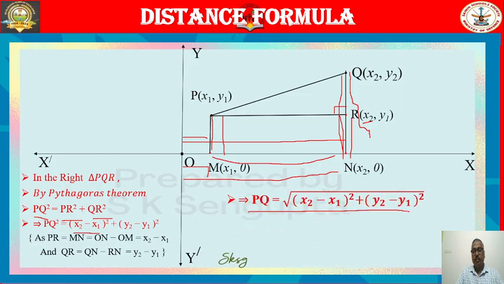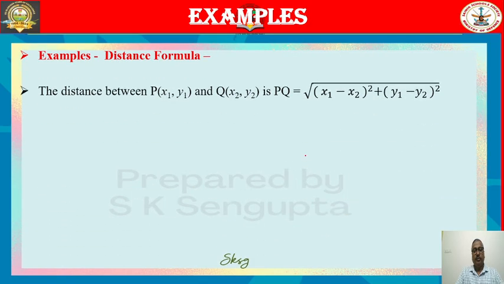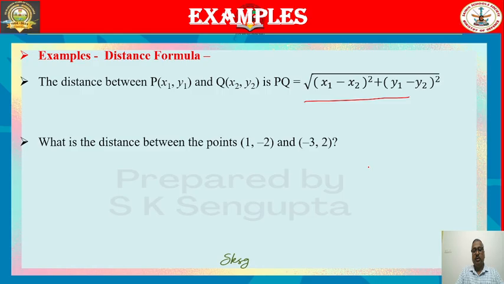Therefore, finally we get PQ equals root over of (x2 minus x1) whole square plus (y2 minus y1) whole square, which can be written as (x1 minus x2) whole square plus (y1 minus y2) whole square, since (a minus b) whole square equals (b minus a) whole square. So this is the distance between any two points in the coordinate system whose coordinates are (x1, y1) and (x2, y2). This is our distance formula.